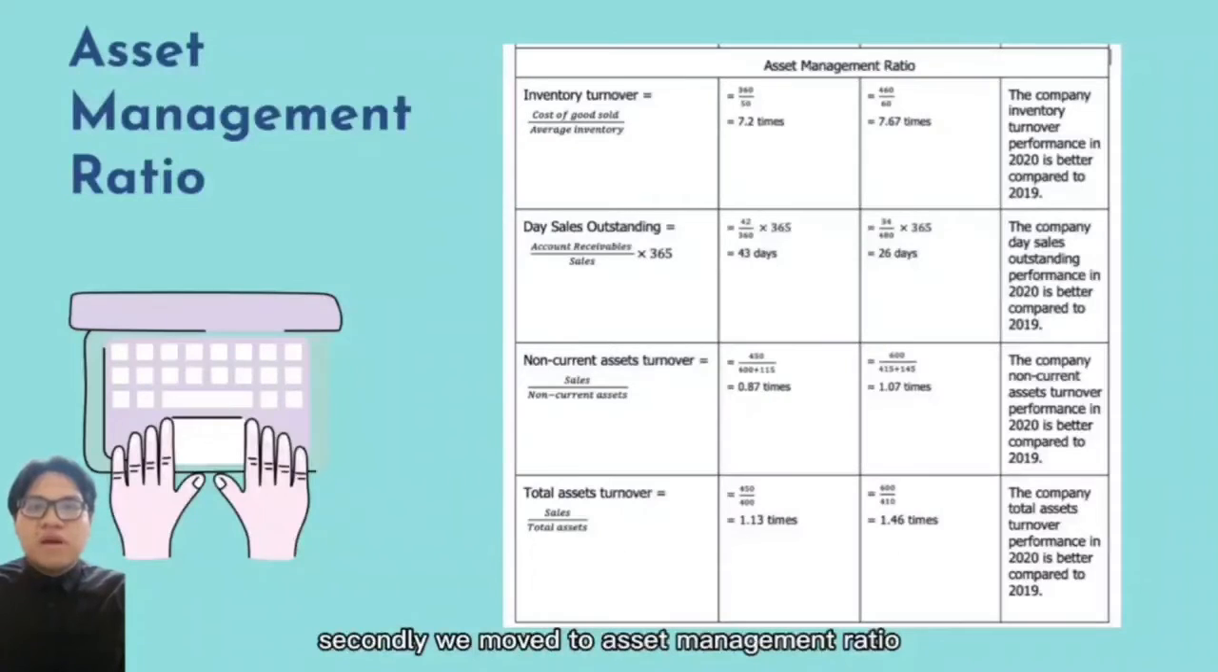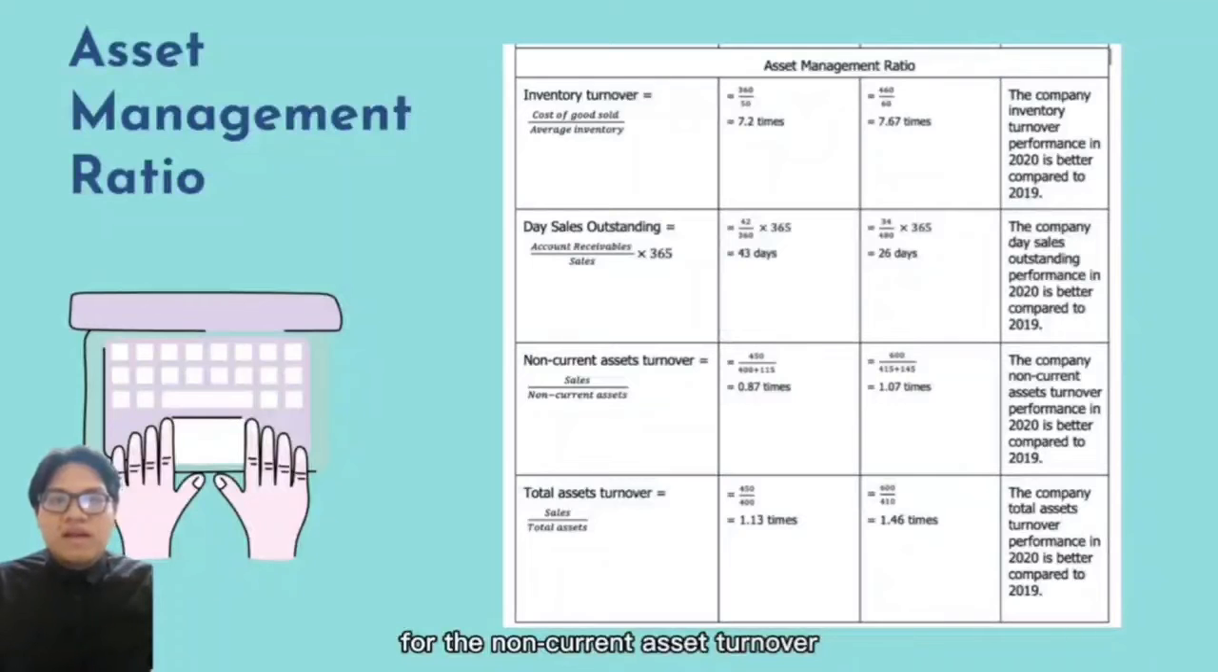Secondly, we move to asset management ratio. The company's inventory turnover performance in 2020 is better than 2019, which is 7.2 times in 2019 and 7.67 times in 2020. Next, the company's days sales outstanding performance in 2020 is better than 2019, which is 43 days in 2019 and 26 days in 2020.